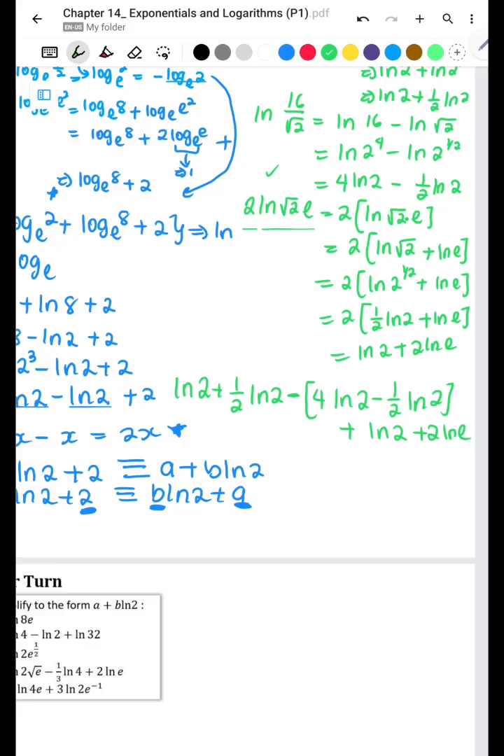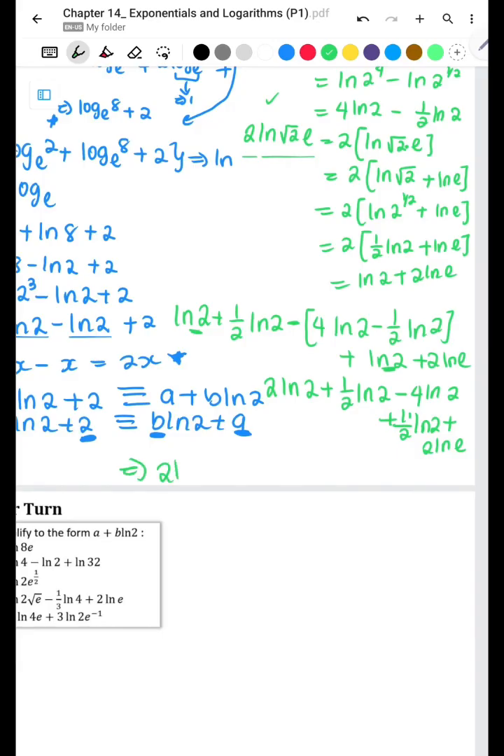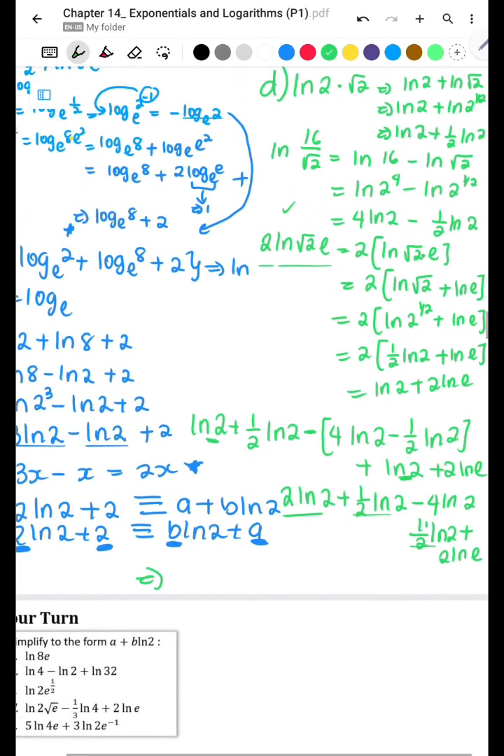Before simplifying, this natural log of 2 here and this one becomes 2 natural log of 2 plus half natural log of 2, negative 4 natural log of 2, plus, minus times minus gives plus, half natural log of 2 plus 2 natural log of e. So that implies 2 natural log of 2, so 2 plus half plus this half plus half gives me 1. So that is this plus this is 1 plus this, making it 3 minus 4 natural log of 2.